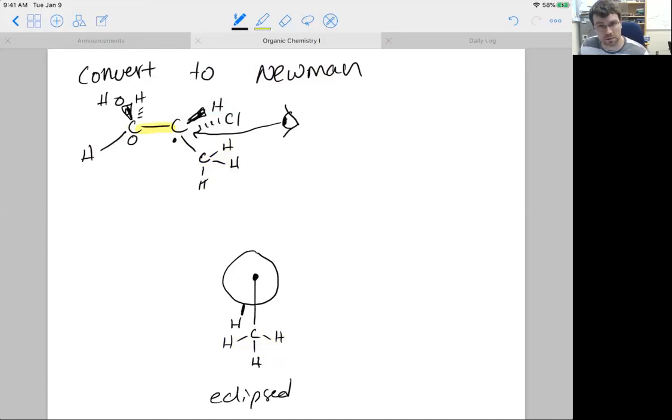And the more eclipsed geometries I put on exams, the lower my teaching evals get. I get it. So it's a little bit awkward. Everybody likes the staggered conformation. Me too.